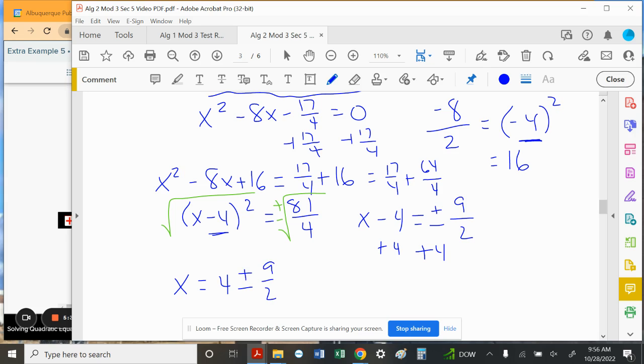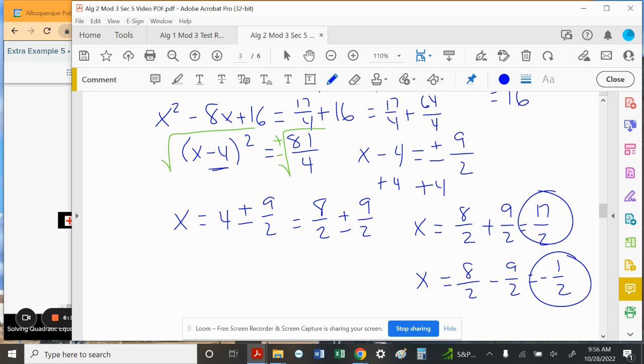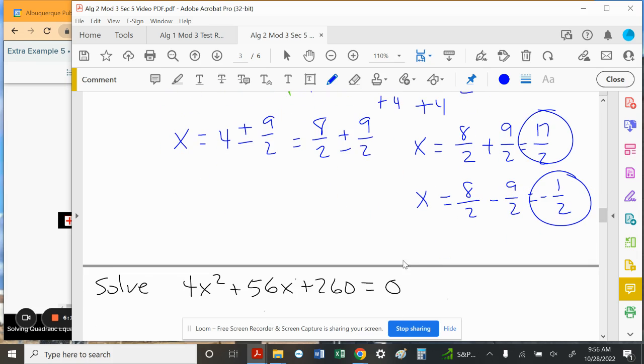Now, there's a couple ways that I can do that. I can get a common denominator, so I can say that really is 8 over 2 plus or minus 9 over 2, which gives me two answers in this particular case. I have x equals 8 over 2 plus 9 over 2, which is 17 over 2. And I also have x equals 8 over 2 minus 9 over 2, which is negative 1/2. So there are my two answers, 17 over 2 and negative 1/2. And that's it for this video. We'll go to the next one.